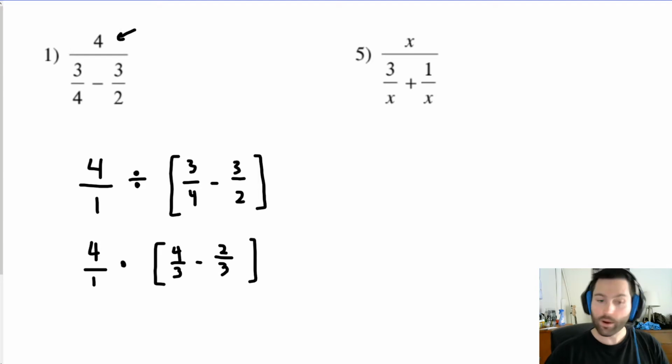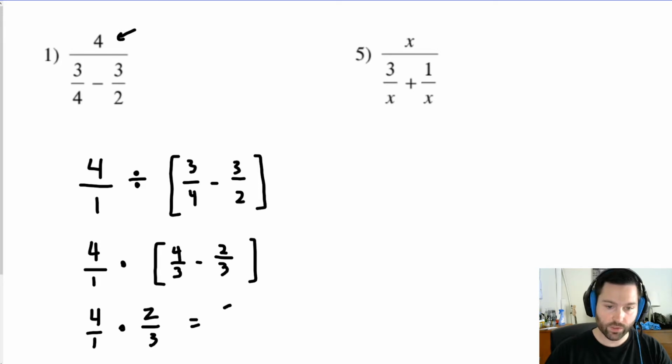And then I already have a common denominator with 3 and 3. Originally, I would not have had a common denominator, but because I flipped and now have 3 in both denominators, I do not need to create another one. So all I need to do is subtract those. And if I do, I get 4 over 1 times, and then 4 minus 2 would be 2 on the top over 3. So then I would get 8 thirds as my final answer.